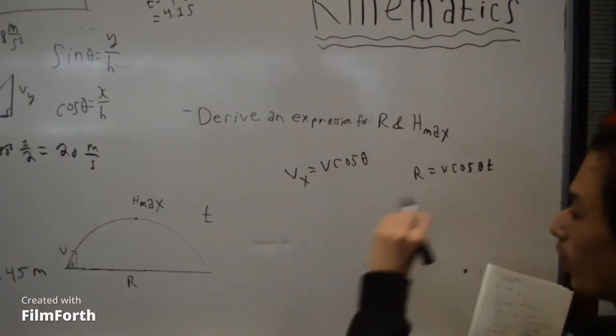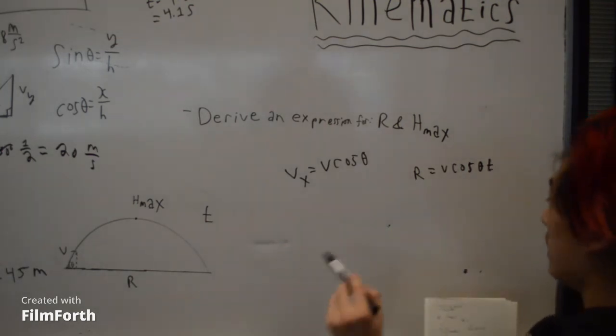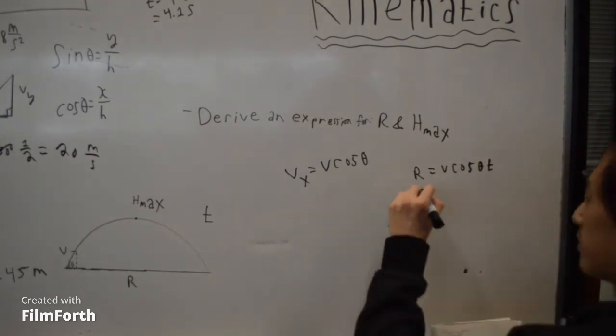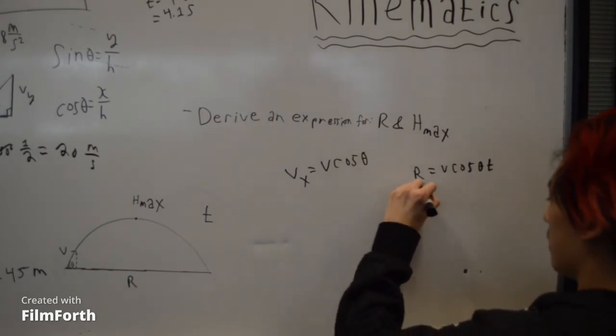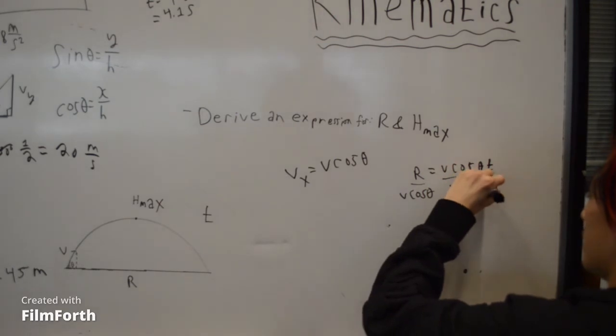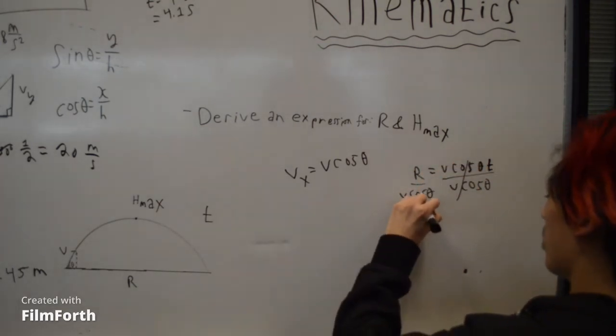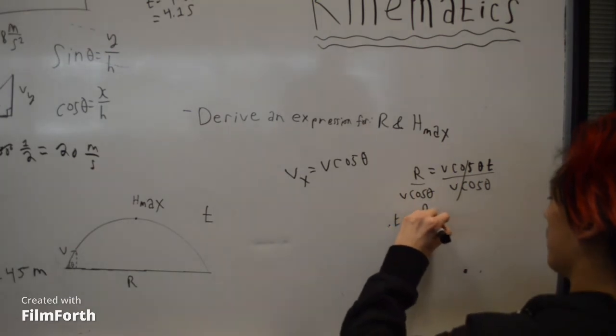Well, you see, the one thing, as I said earlier, that connects horizontal and vertical together is the time. So let's isolate for time. Divide both sides by v cosine theta, you get t by itself, and now you get that t equals r divided by v cosine theta.